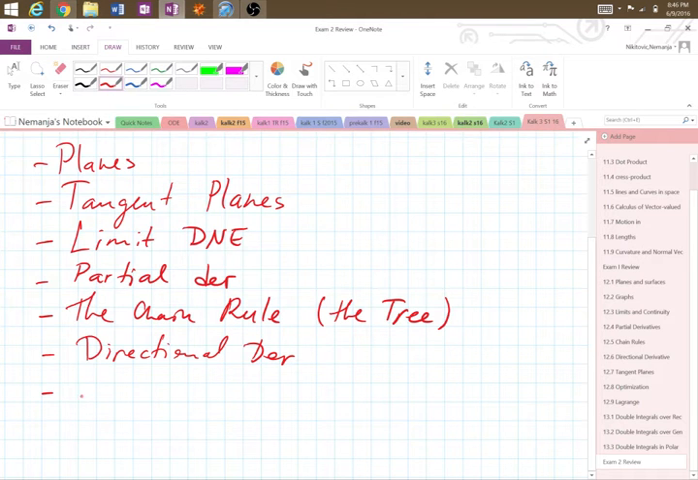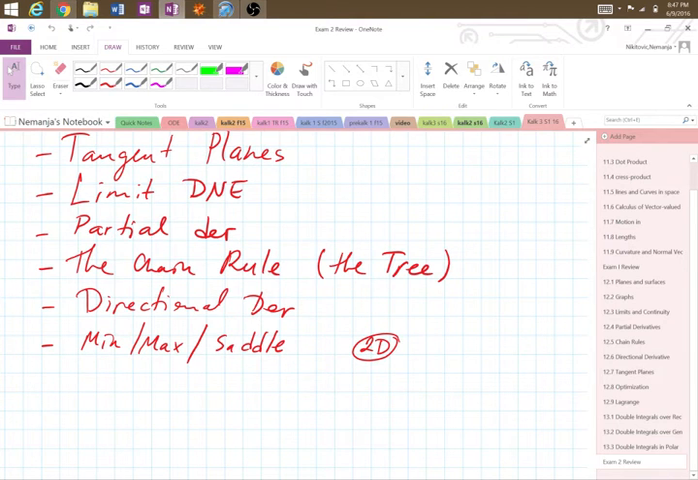We have the min-max problems: min, max, saddle. And I'm inclined to put the 2D domain on that one. And then Lagrange, also the 2D input problem, so that you are not chasing 4 variables rather than just 3 variables. It's evil enough.